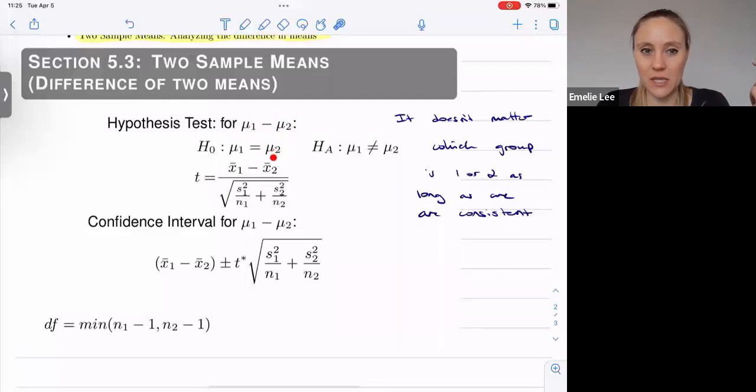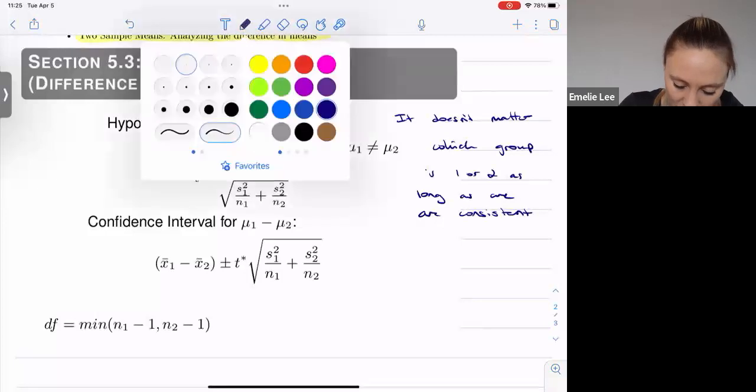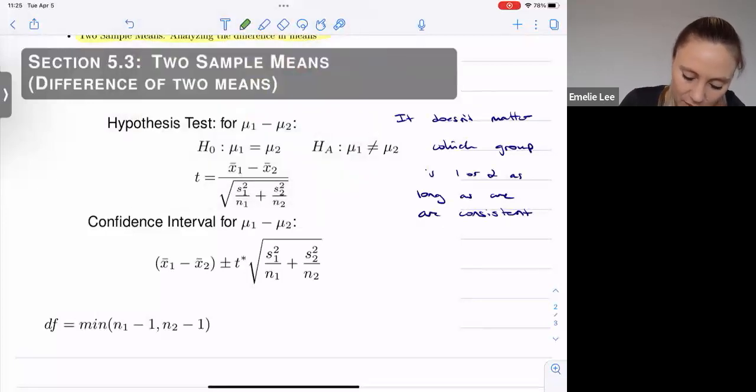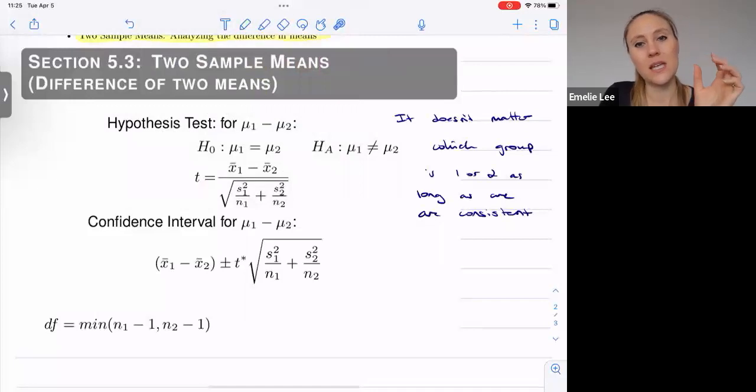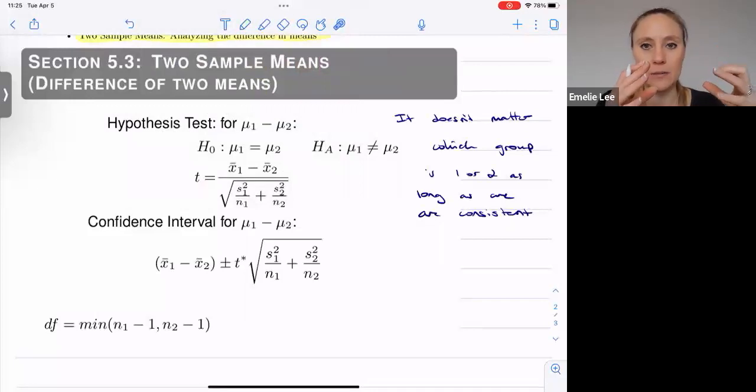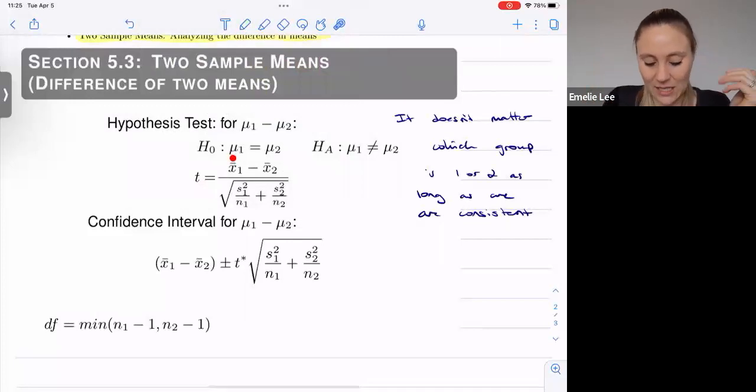So what's our point estimate? Our point estimate is going to be x1 bar minus x2 bar. Seems reasonable enough, right? And then technically what's going on down here in our T, because our test statistic takes the deviation, so how far is my point estimate from my parameter? But what we're going to find is that in two sample means questions, our null hypothesis is that these two means are the same, mu1 is equal to mu2.